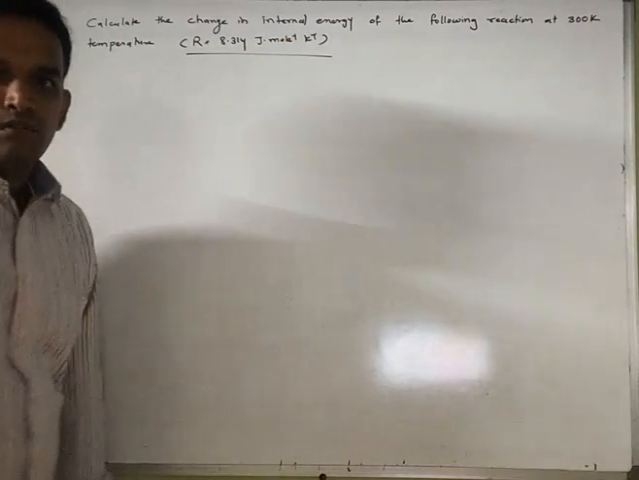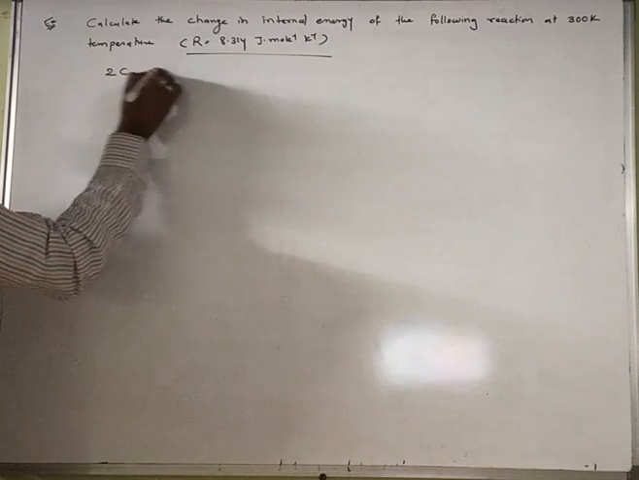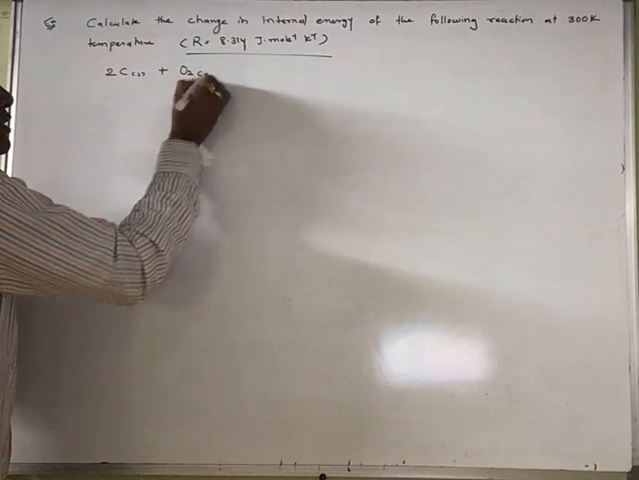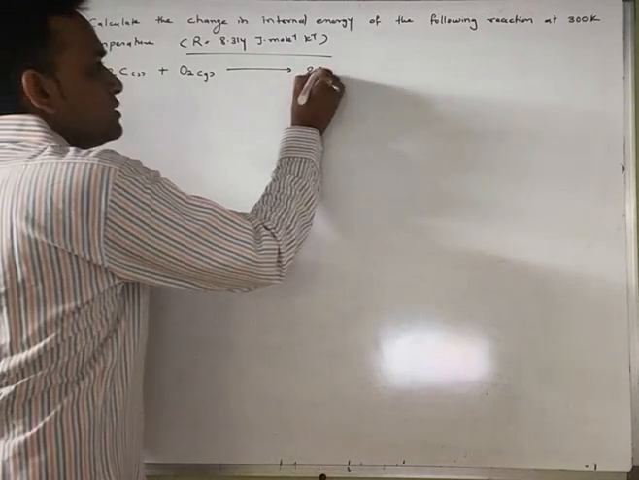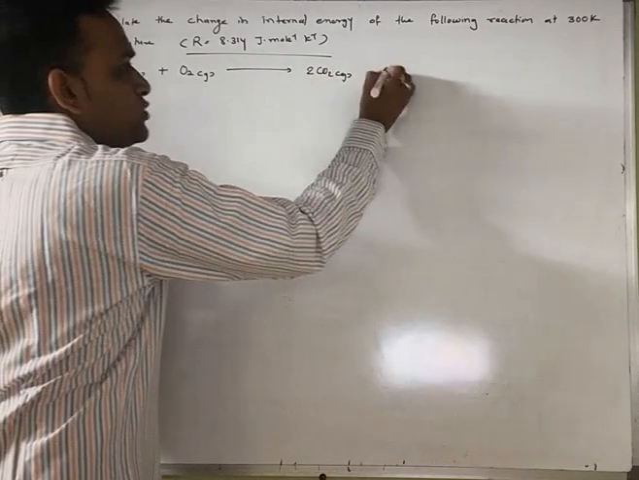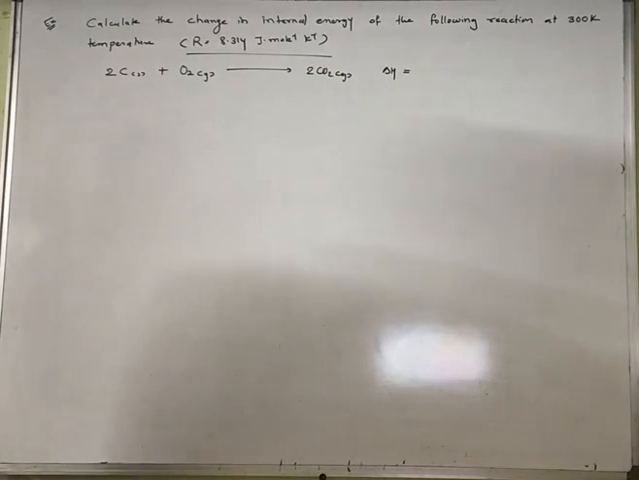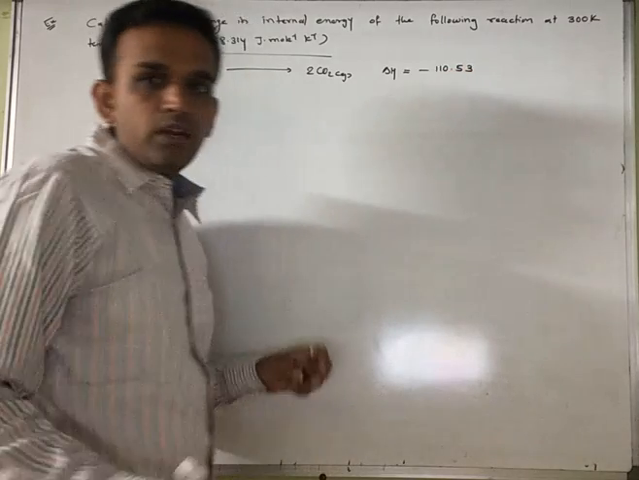Understand? Here the equation is given: 2 carbon solid plus O2 gas gives 2 CO2 gas. And here the change in enthalpy, this reaction is exothermic, so I can say minus 110.53 kilojoule.